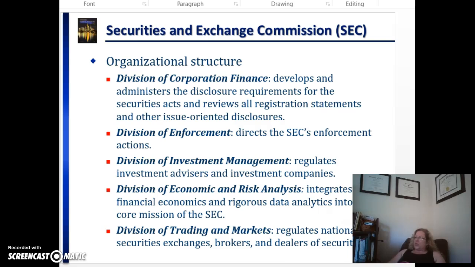The organization and structure of the SEC contains the Division of Corporate Finance. They develop and administer the disclosure requirements for the Securities Acts, and they review all registration statements and other issue-oriented disclosures. The Division of Enforcement directs the SEC's enforcement actions. The Division of Investment Management regulates investment advisors and investment companies. The Division of Economic and Risk Analysis integrates financial economics and rigorous data analytics into the core mission of the SEC. And the Division of Trading and Markets regulates national securities exchanges, brokers, and dealers of securities.